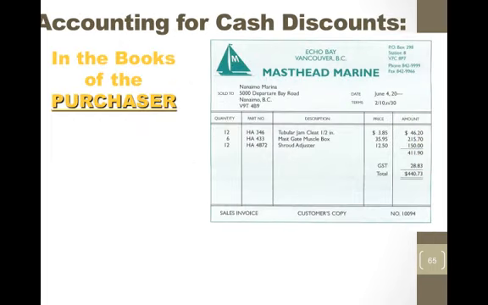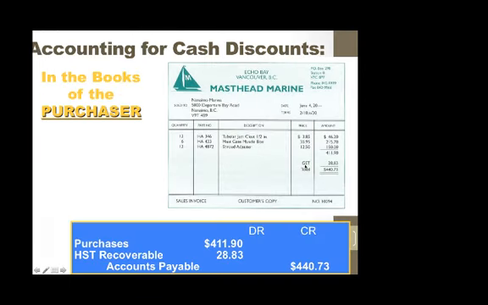So here we have an invoice, and this is in the books of the purchaser. So we're going to look at Nanaimo Marina, who's the purchaser. Again, we're switching GST to HST. It's not the correct percentage, but just go look. We're looking at the journal entry, not the percentage here. So they've purchased $411.90 worth of product. So as you know, the price tag goes on the purchase. The tax then is recoverable because the purchaser can recover their tax, and of course they owe the money.